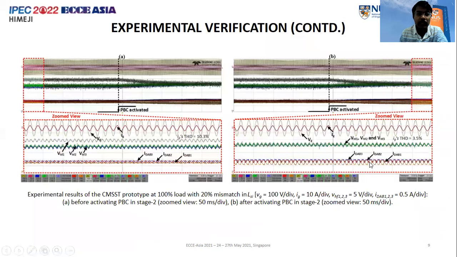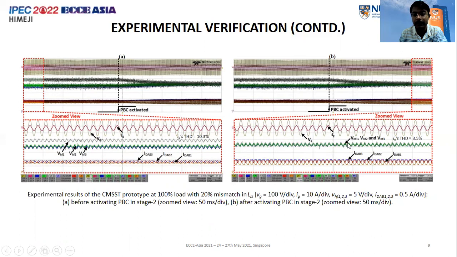Okay, let's proceed. These are the experimental verification results for the two-stage CMSST at 100% load with 20% mismatch. Before the power balance controller is activated, we can see that there is a mismatch in the DC link voltages due to the mismatch in power. But due to the similar phase shift utilized, the DAB current is fairly equal. But then when we use the correction terms, the DAB current actually gets a little bit shifted away from each other.